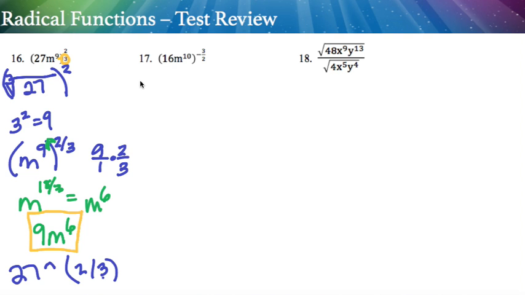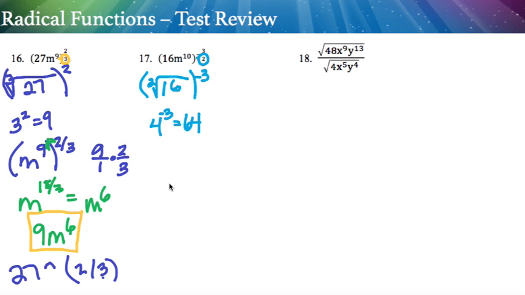Okay, all right, let's try number 17. So again, with the 16, I'm going to write the 16, and it's telling me that the 2 is on the bottom, which means I want to break it up. So that's going to be my root, and then I'm going to have a -3. Okay, so the square root of 16 is 4. 4 cubed is 64.